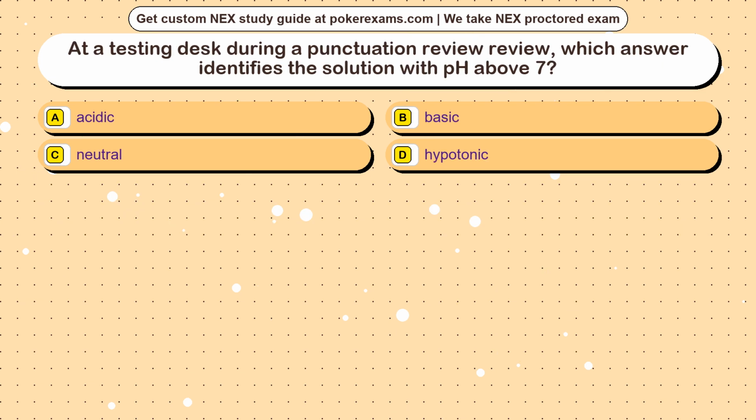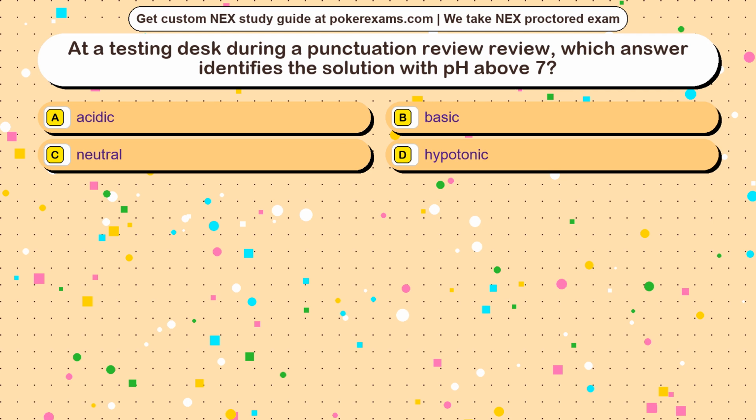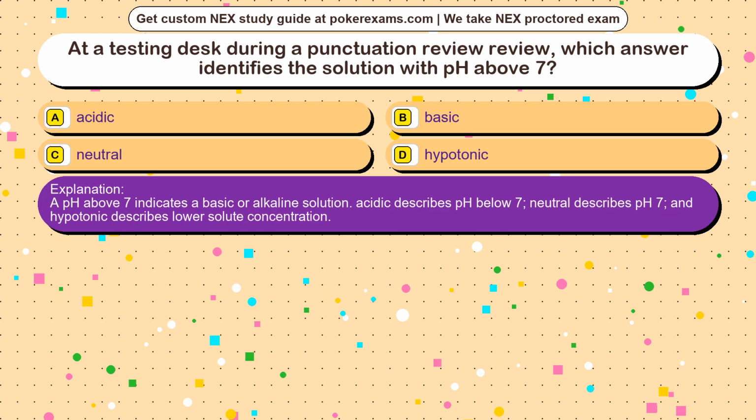Question 23. At a testing desk during a punctuation review, which answer identifies the solution with pH above 7? Option A, acidic. Option B, basic. Option C, neutral. Option D, hypotonic. The correct answer is option. A pH above 7 indicates a basic or alkaline solution. Acidic describes pH below 7, neutral describes pH 7, and hypotonic describes lower solute concentration.